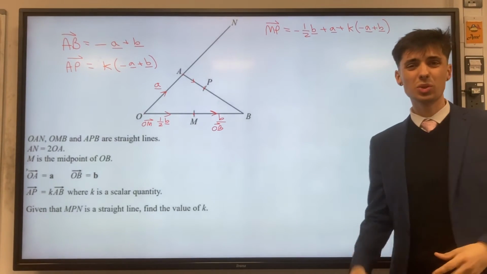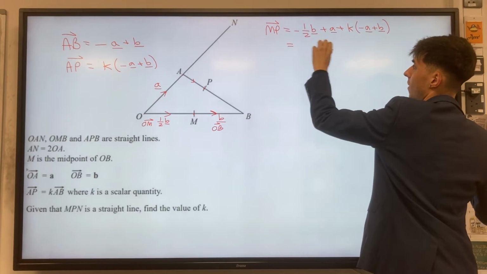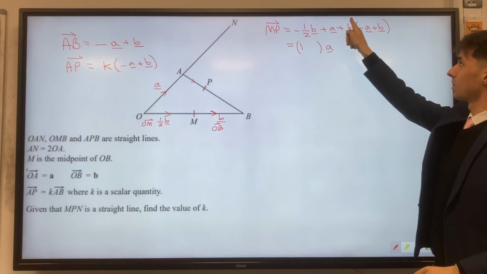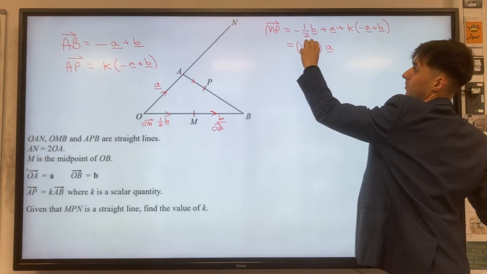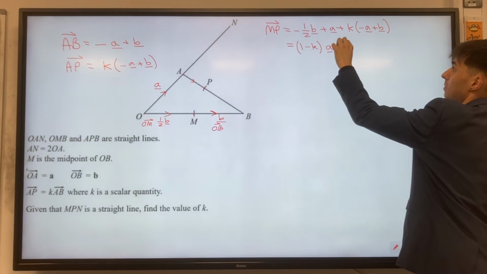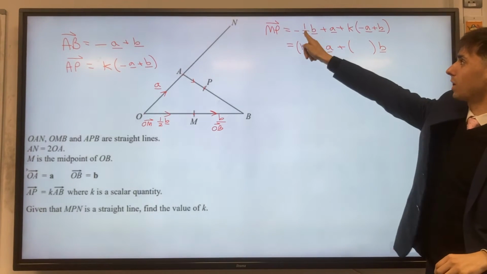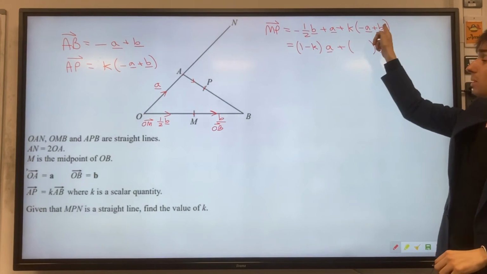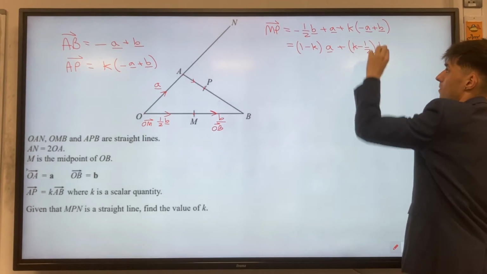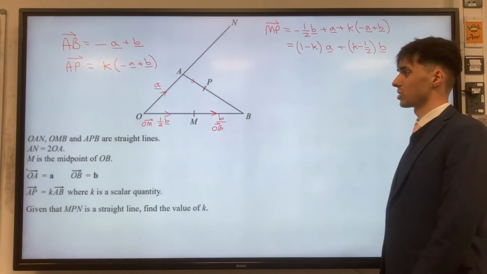And at this point, let's sort this vector out, make it look a bit nicer. So in terms of our A's, we've got a 1 from this A, and we've got a minus K. So we've got (1 minus K)A, and then in terms of our B's, well, we had minus a half B, and we've got plus KB. So we've got (K minus a half)B for our MP. That's one of our vectors sorted out then.